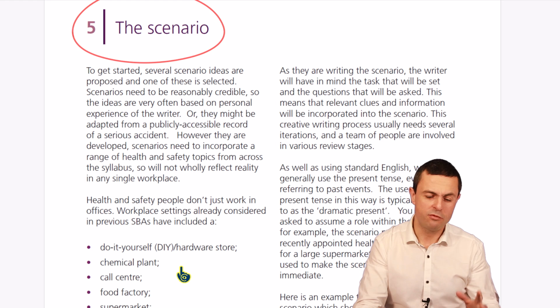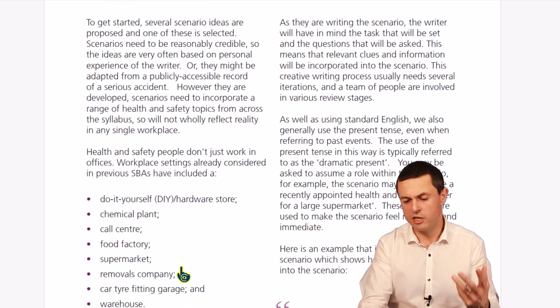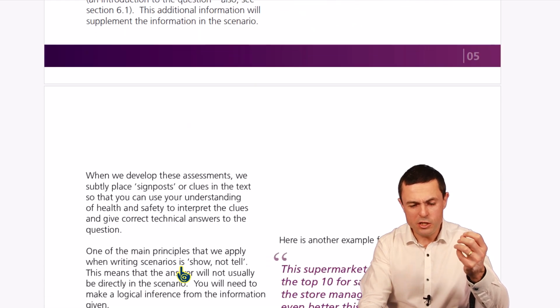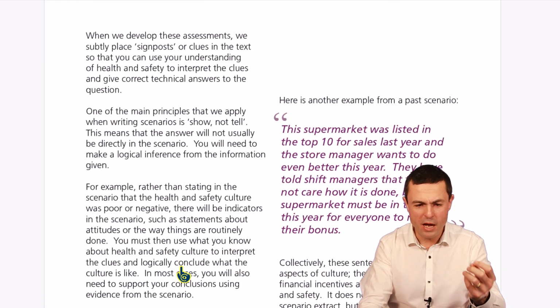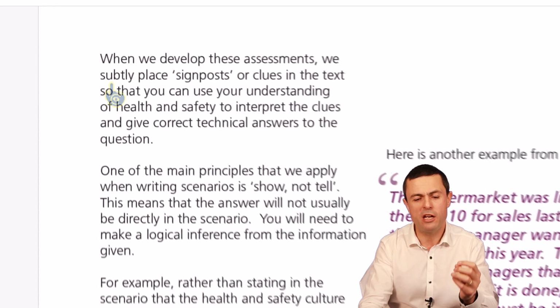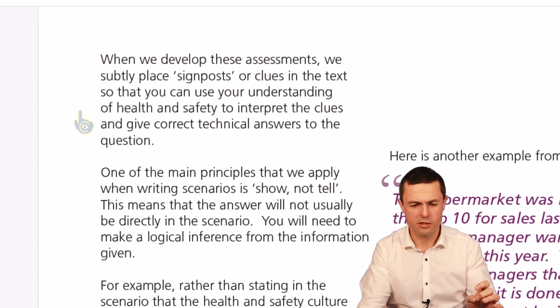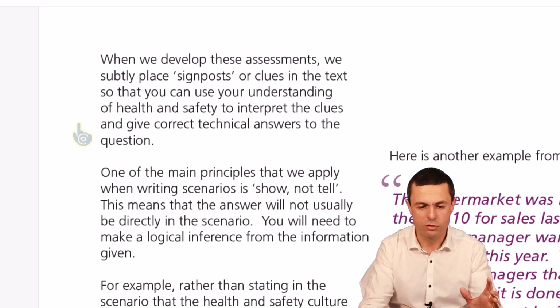So first thing I wanted to look at is this section 5, the scenario, which talks about the different types of scenarios, talks about them being realistic and credible and so on. But there's quite an interesting bit here on page 6. It says here, when we develop these assessments, we subtly place signposts or clues in the text so that you can use your understanding of health and safety to interpret the clues and give correct technical answers to the question. Right, so they're putting clues in the text.